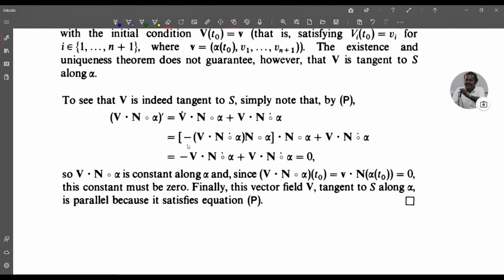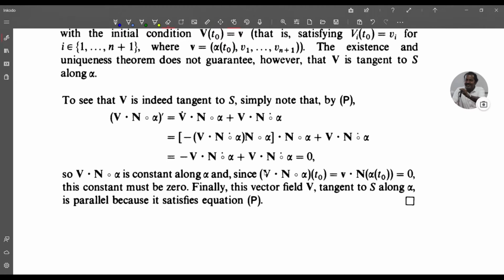Then on simplification, you can see that V dot n composition alpha into n composition alpha dot n composition alpha is 1 plus V dot n composition alpha dot, this quantity. So adding these two, you are getting 0. So V dot n composition alpha dot is 0, meaning V dot n composition alpha is a constant along alpha. And since you know that V dot n of alpha of T naught is equal to 0, this constant must be 0.